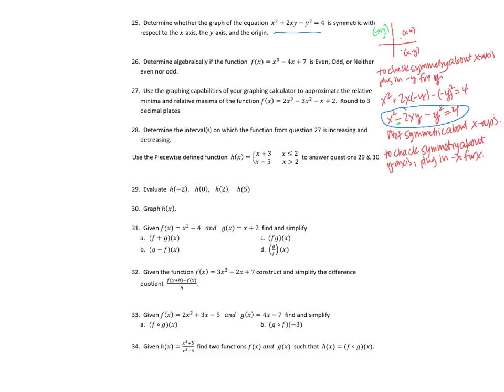So if we plug in negative x for x, we'll get negative x squared plus 2 times negative x times y minus y squared equals 4. And so again, we're going to get x squared minus 2xy minus y squared equals 4. Again, we've got this negative sign there that was a positive sign in the original function. So it is not symmetric about the y-axis.